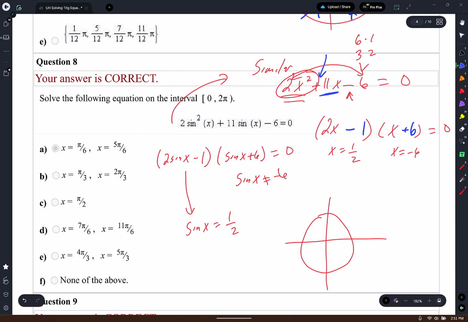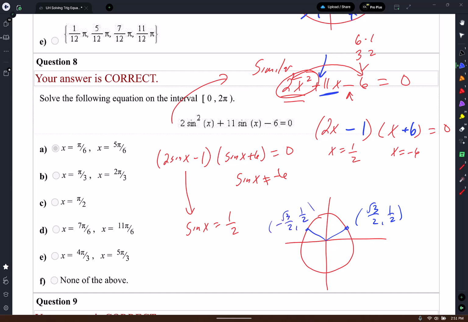On the unit circle, where is sine x a half? Bam. Bam. What's my answers? Yep. Pi over 6 and 5 pi over 6.